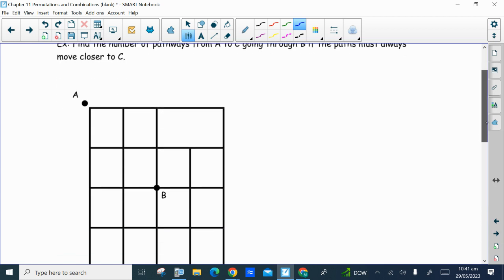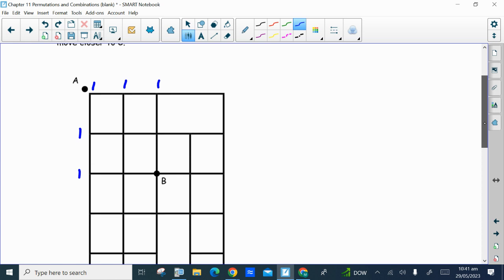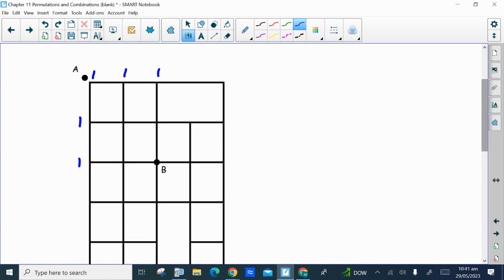And in this case, we're going from A to C, but the person must travel through B. Again, you're always moving closer to C. No backtracking is allowed. So because the person must go through B, that means you can only go 2 spaces over to the right initially. As well, you can only go 2 spaces down initially, because the person must go through B, and you're always moving closer to C, which again, no backtracking.